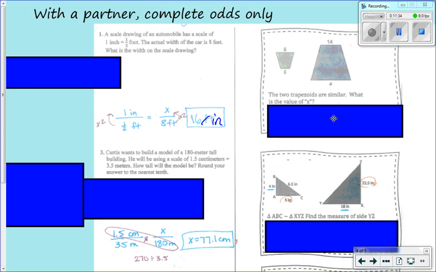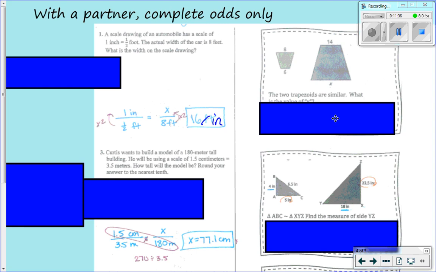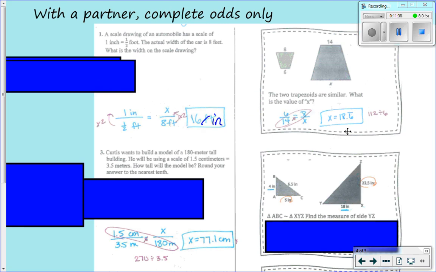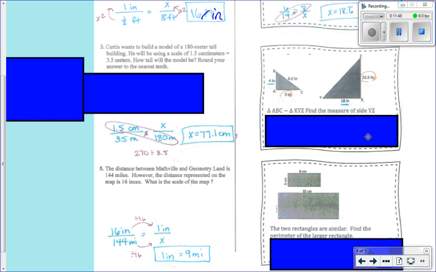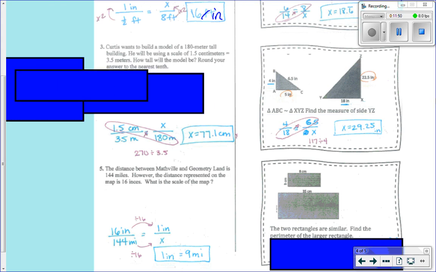And then number 7, the value of x, 18.6 repeating. Let's make sure we have that repeating symbol there. And number 9. Side YZ is 29.25 inches. Do we need to look at that one? Yes. Okay.